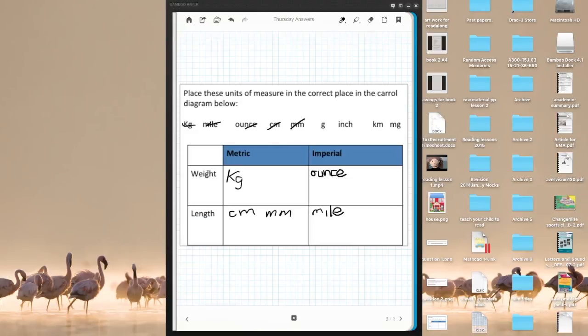Grams. Weight or length? Well, it's weight. Metric or imperial? Metric. Inch. Weight or length? Well, it's length. Metric or imperial? Imperial. Kilometre. Weight or length? It's length. Metric or imperial? It's metric.